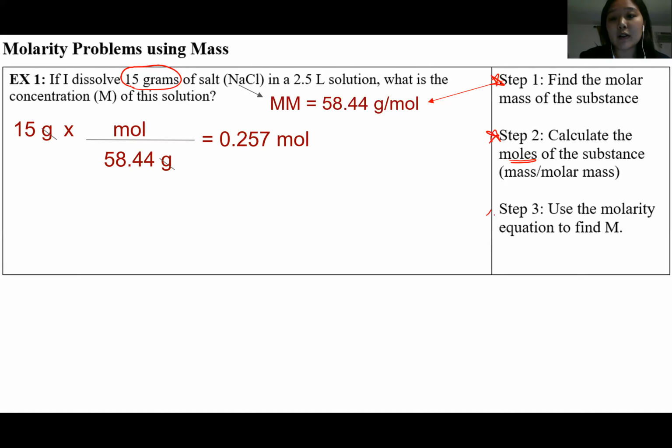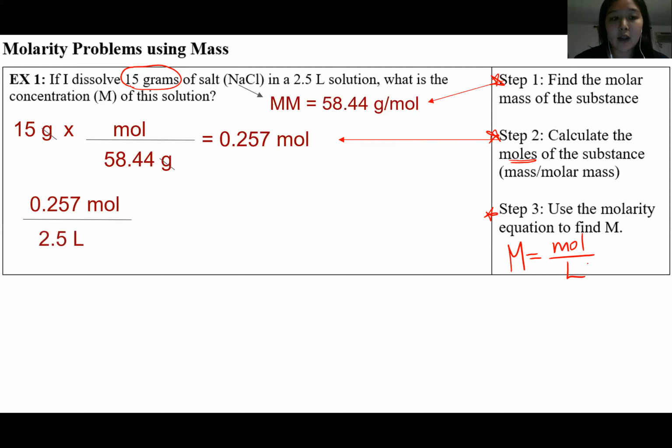And then your final step is to use the molarity equation to find molarity. So remember, our molarity equation is moles over liters. So I'm going to plug it into the equation, moles over liters. Plug that into the calculator, and I get 0.103 molarity. All right, so that is the answer for example one.